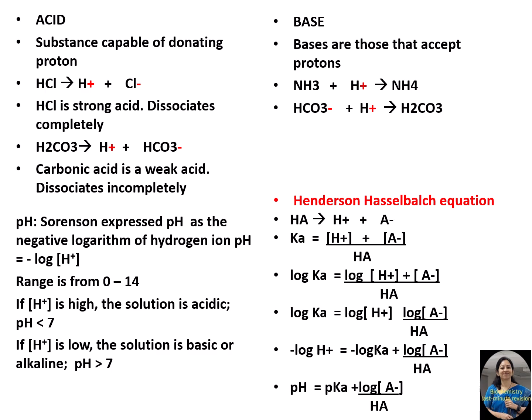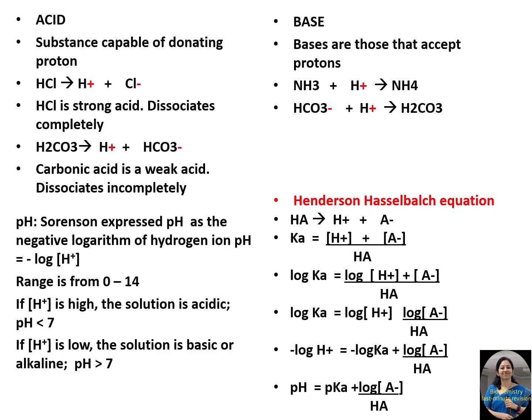Consider the Henderson-Hasselbalch equation. So the dissociation of acid HA dissociates as H plus ion and A minus ion, cation H plus and anion A minus. So the dissociation constant K is given by the concentration of cation times anion divided by undissociated acid. Applying log on both sides, log K is equal to log of cation times anion divided by undissociated acid. So log Ka is equal to, we can also write in this format, log of H plus ion and log of anion divided by undissociated acid.